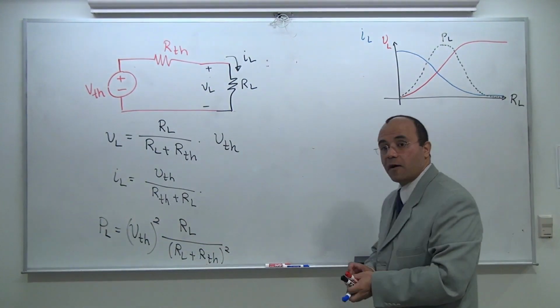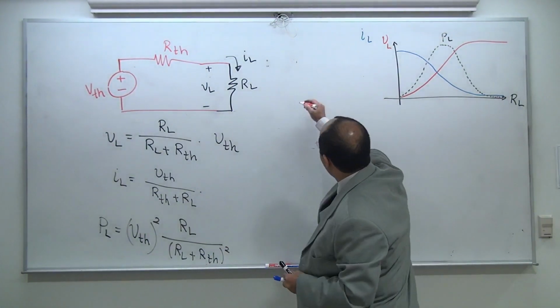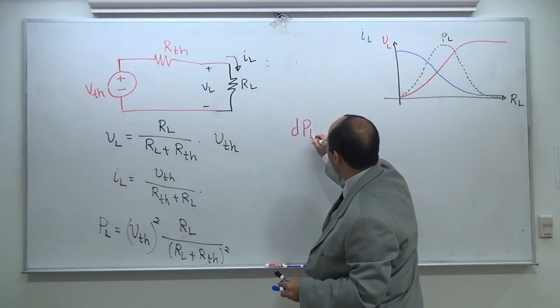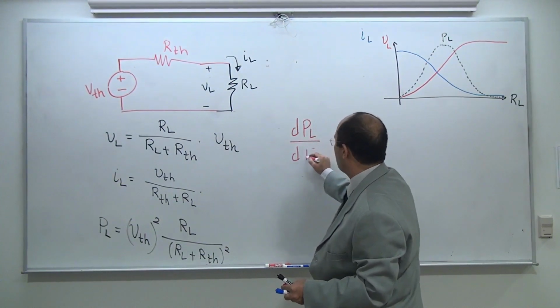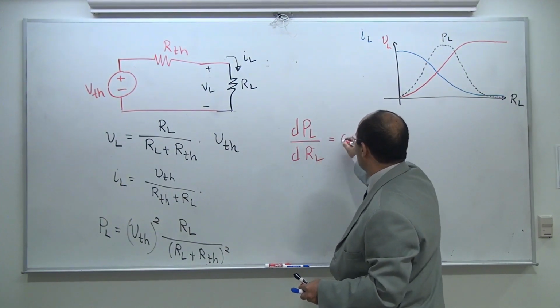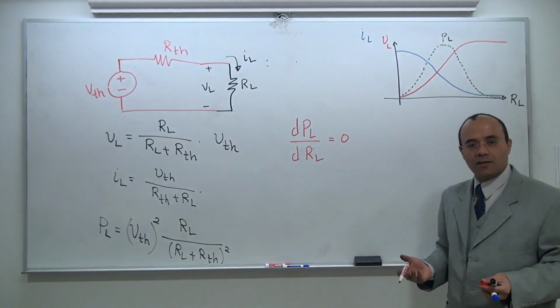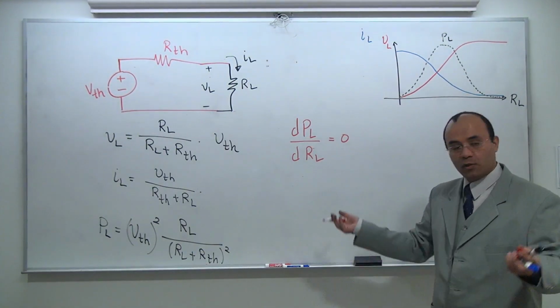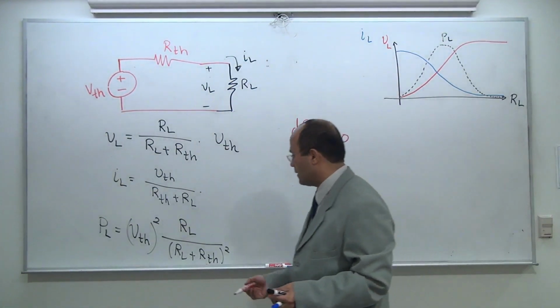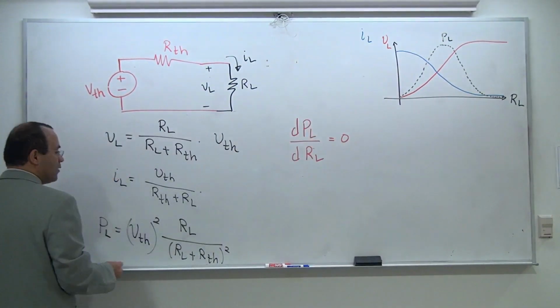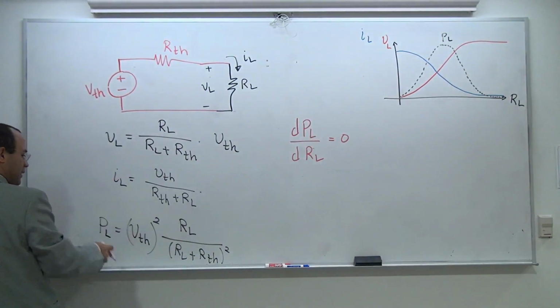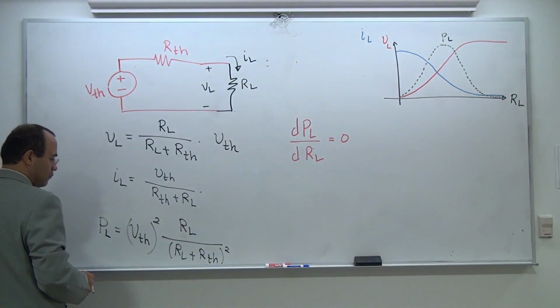Now, how do I find my maximum PL? All I have to do is to say what is the derivative of PL in respect to RL, and I want this to be 0. That's when the maximum happens. So the question is, take a derivative in respect to RL and put it to 0. You have a fraction, the constant doesn't matter, so the constant comes out and basically is going to move away.